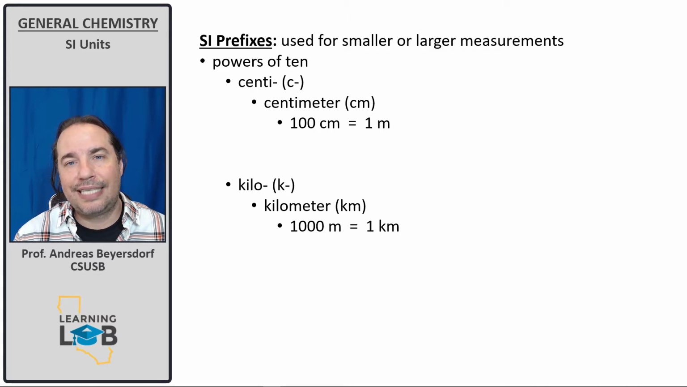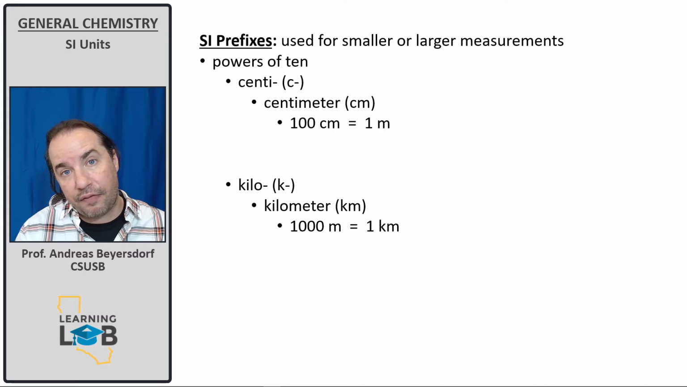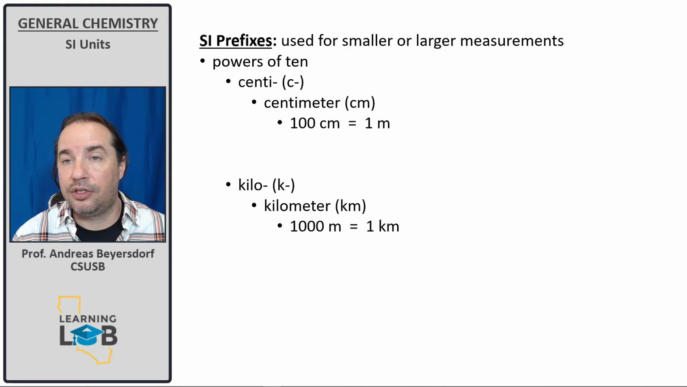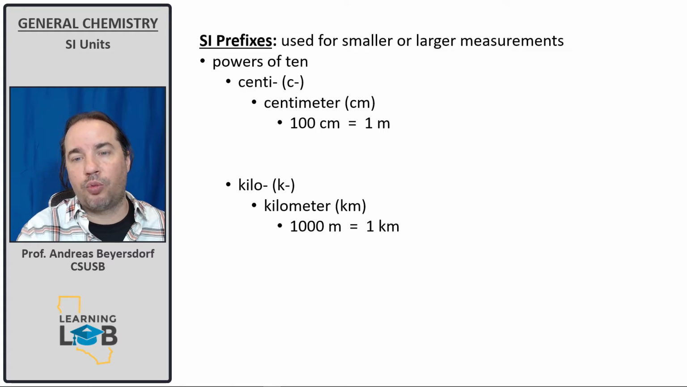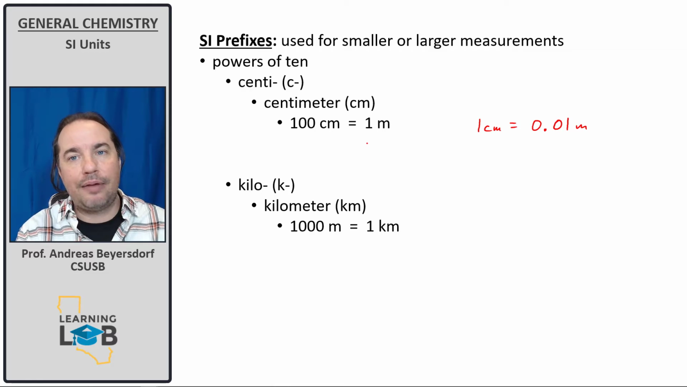For instance, centi, abbreviated as c, is the prefix whenever we're talking about dividing by 100. So, for instance, centimeters, 100 centimeters equals 1 meter. So if I take 1 meter and divide it into 100 different sections, that's centimeters. And so 100 centimeters equals 1 meter. We can also say that if we divide both sides by 100, 1 centimeter equals 0.01 meters. These are two ways to look at centimeters.